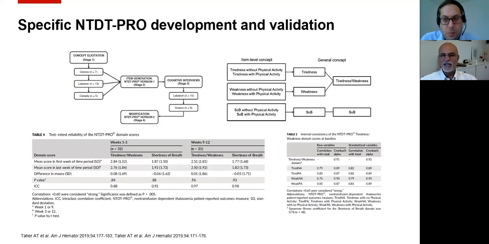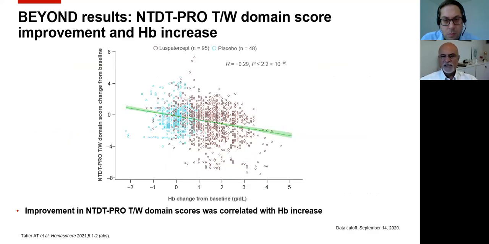This is the specific NTDT patient-reported outcome score that we have developed and validated, and this was published in 2 papers in the American Journal of Hematology. This is the secondary endpoint from the BEYOND that shows us that the NTDT PRO tiredness and weakness domain score improved in those that increased their hemoglobin. This is really very important. All those that increased their hemoglobin improved in their tiredness and weakness and their PRO score.